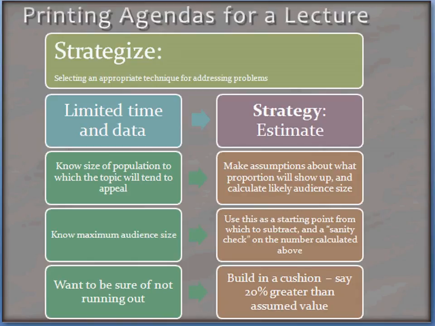We know the maximum audience size, so we can use this as a starting point and a sanity check on the number calculated. That is, if we calculate that the audience size is 900, we may need to reevaluate this in light of the much smaller maximum audience size. And we want to be sure of not running out, so we'll build in a cushion, say 20% greater than the assumed value, to account for unexpectedly high attendance.